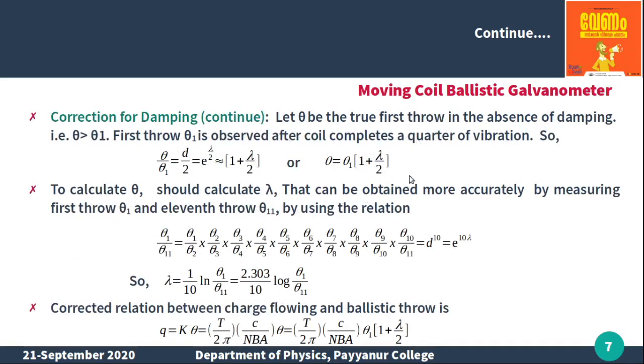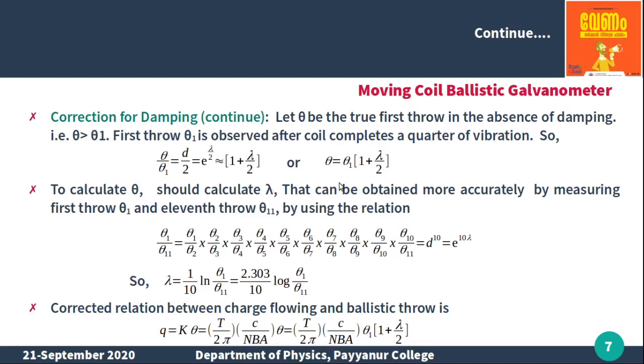So, damping correction. When damping comes, instead of theta we will get theta 1. How can we go from theta 1 to theta? You just multiply it with 1 plus lambda by 2. Now what is lambda? How can we get lambda experimentally? Instead of theta, you should get lambda. So how will we calculate lambda?